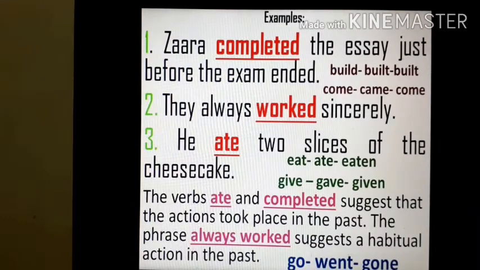Here, the verbs ate and completed suggest that the actions took place in the past, whereas the phrase always worked in the second sentence suggests a habitual action done in the past.